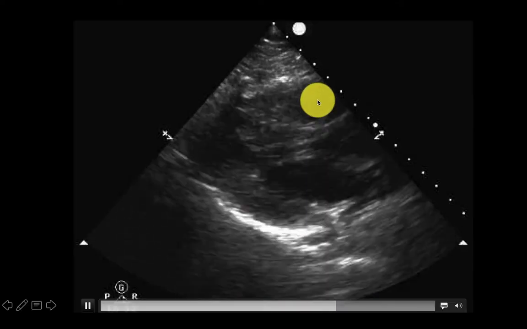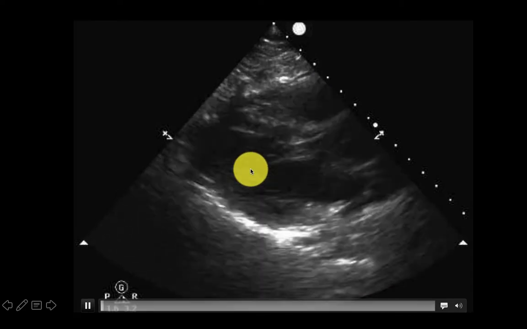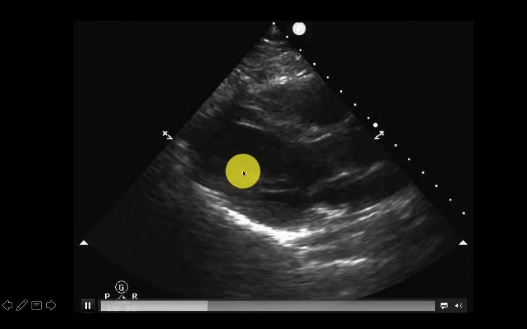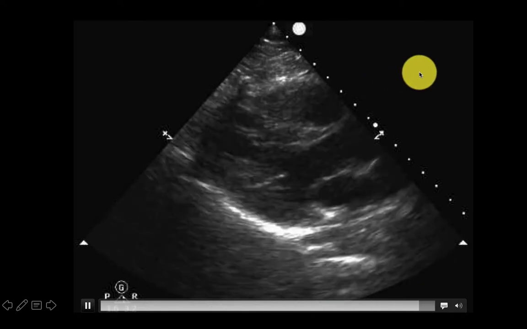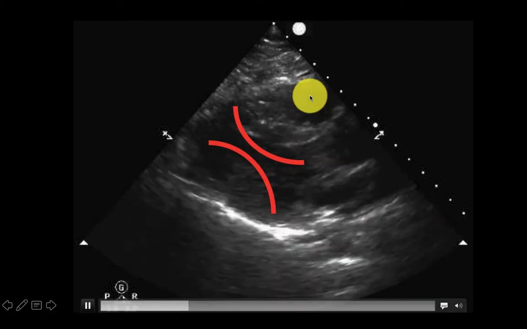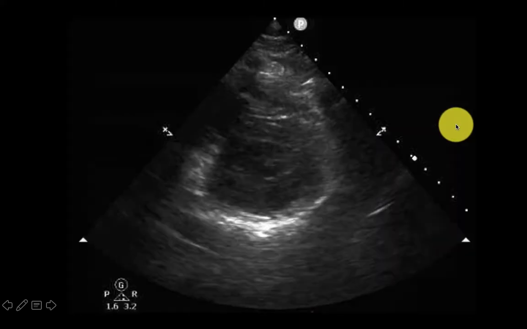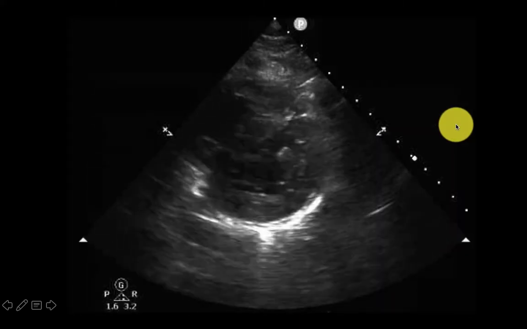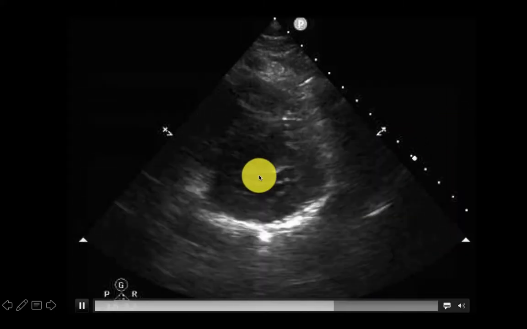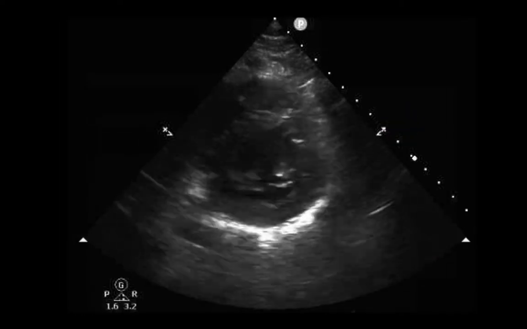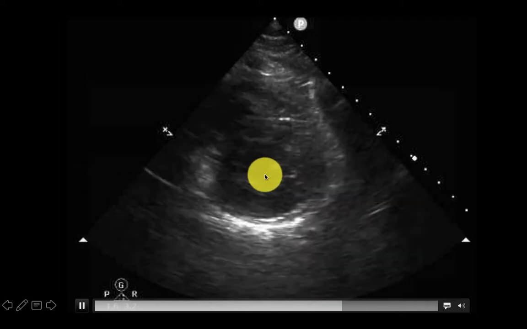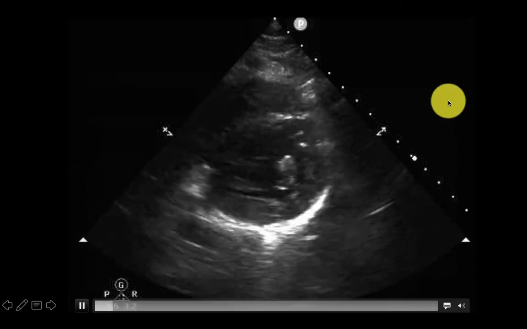What you're seeing here is, again, the RV and the LV, and every time the heart beats, you see the walls of the ventricles nearly kiss, nearly touch every time the heart squeezes. And you can see that outlined here. Here's the same heart, but in the parasternal short view. Again, you're seeing these two papillary muscles nearly touch, nearly kiss every time the heart squeezes, and the actual cavity itself goes to a complete near close with every beat.